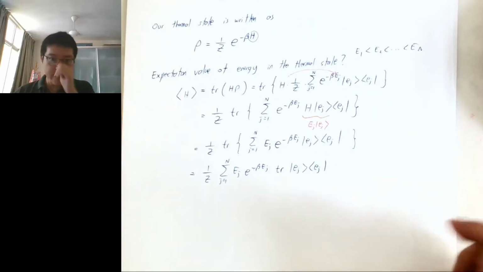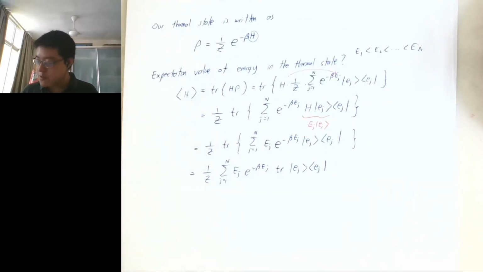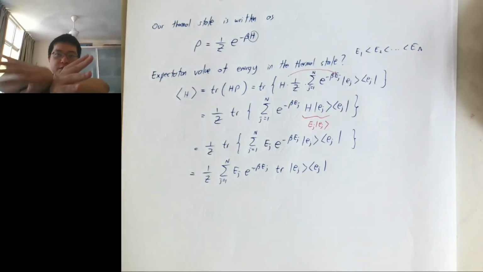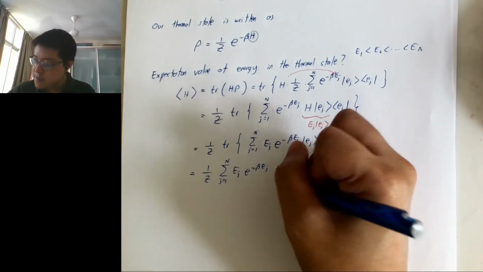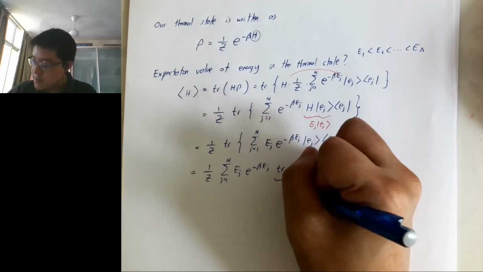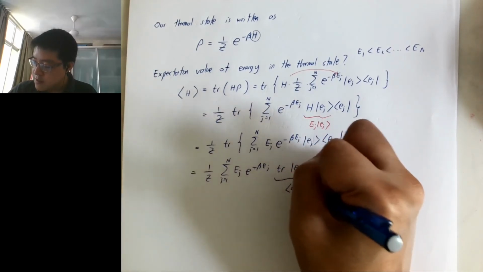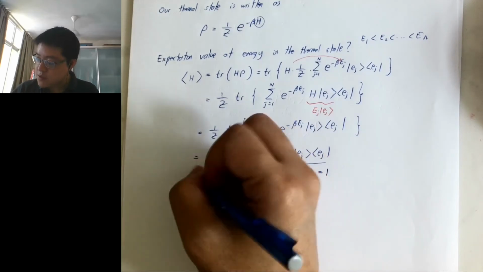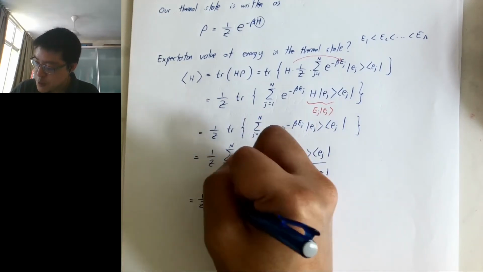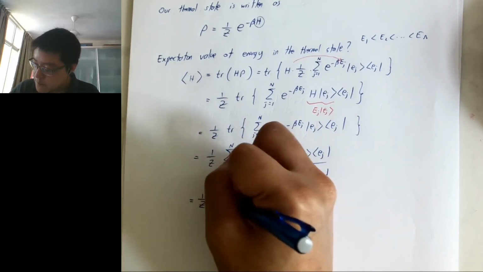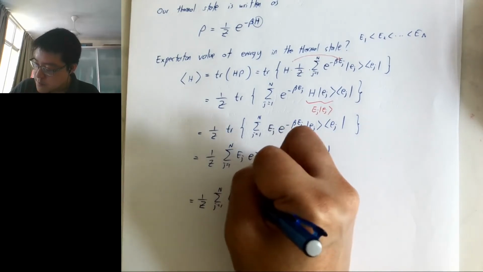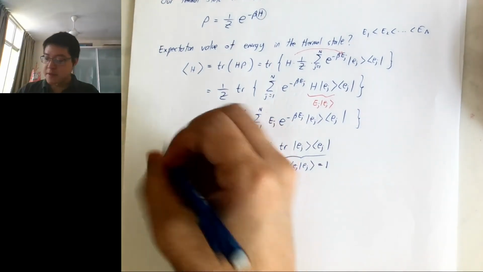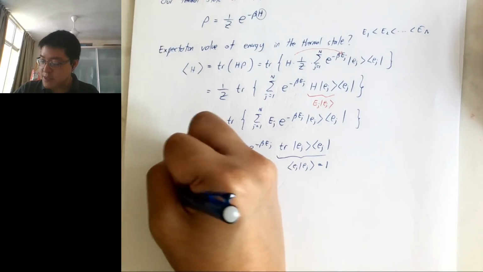Right? So again, the same story happens here. What do you do when you do the trace of a ket-bra? So I've got a ket-bra here, so you do the trace. That means it's just the inner product, which is just 1. So this term becomes 1, so I'm left with a summation of this. Okay, so this is the expectation value of the energy.